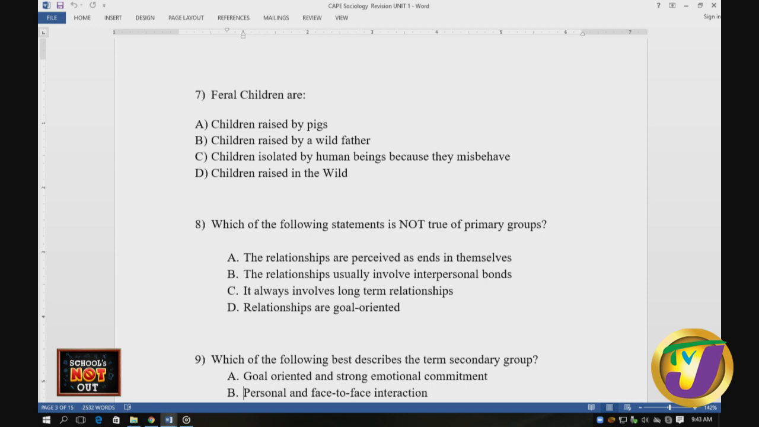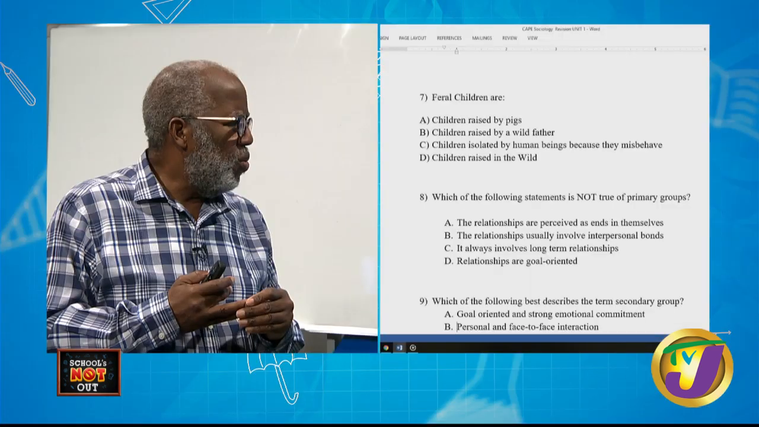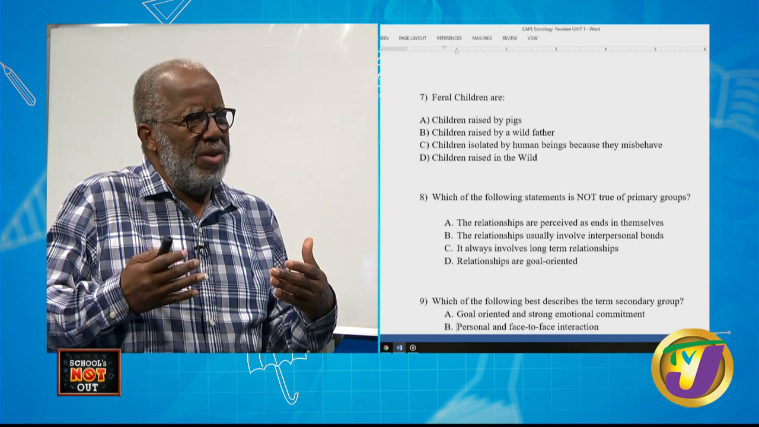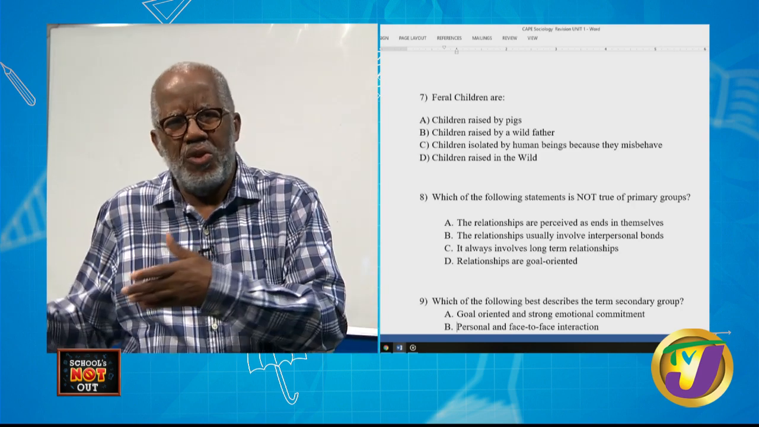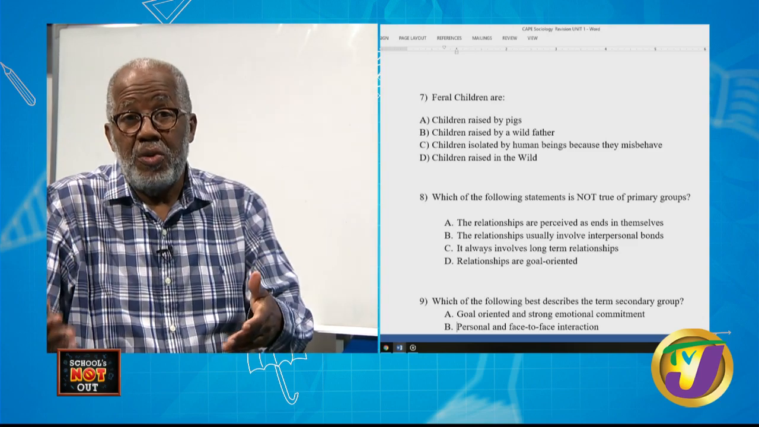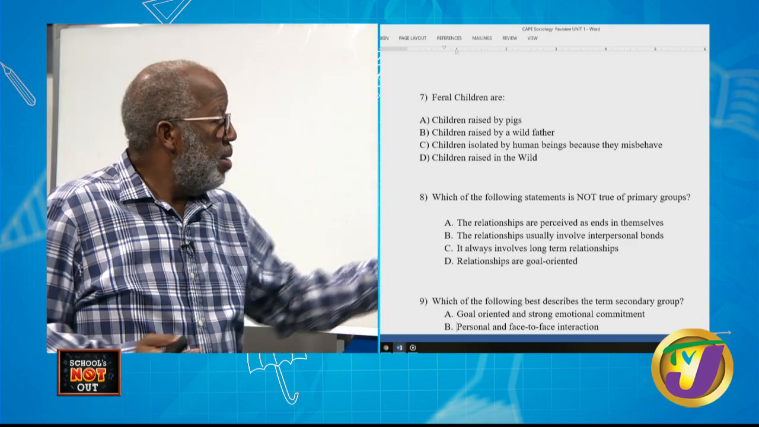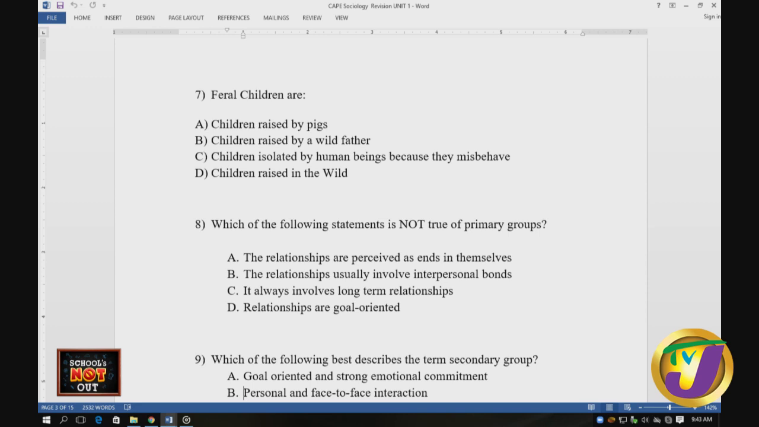Here it is now. In terms of the characteristics of a primary group, they are not goal-oriented, because you're just born into a family. It's not that you're in the family for any particular reason. People can use you afterwards, but you're just born into a family. So this one is not true of primary groups. The previous three are true of primary groups. So we move on next to secondary groups.